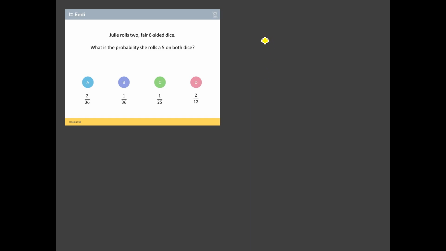So what I do here is I write down all the things that could happen when I roll the first dice. 1, 2, 3, 4, 5, or 6. So that's what can happen when I roll the first dice. And then here I write down all the things that could happen when I roll the second dice. I could get 1, 2, 3, 4, 5, and 6. And here I've got a very rough sample space diagram.